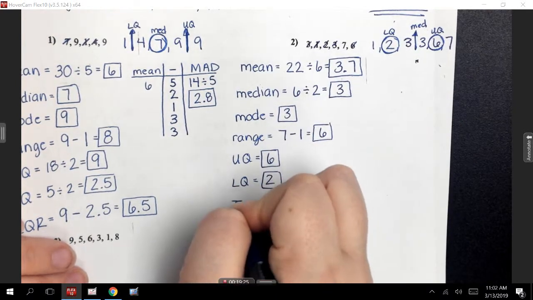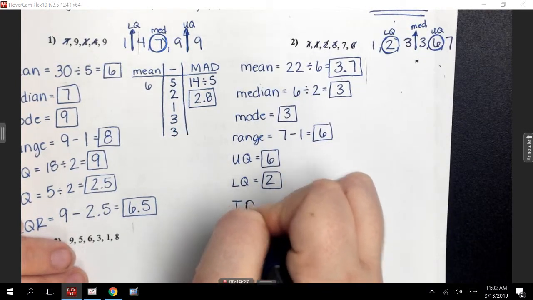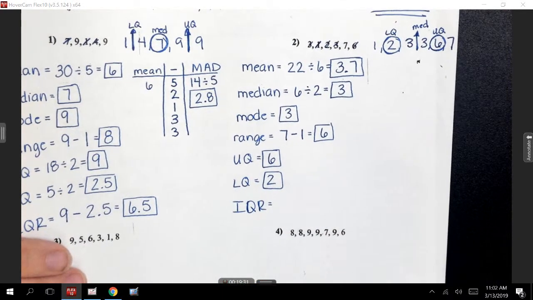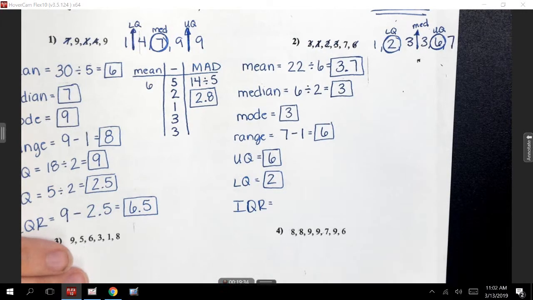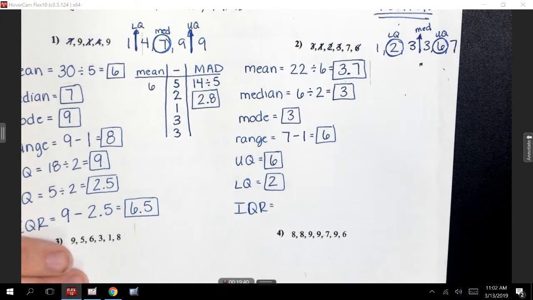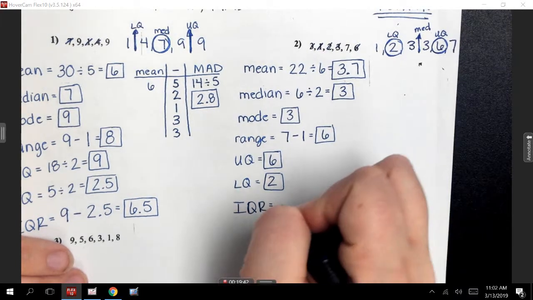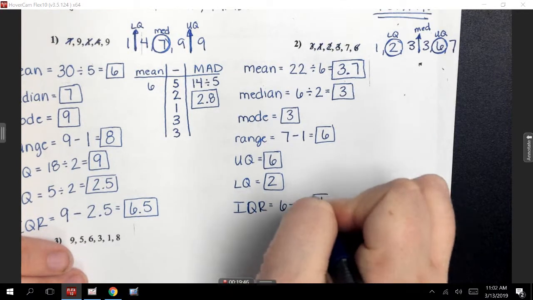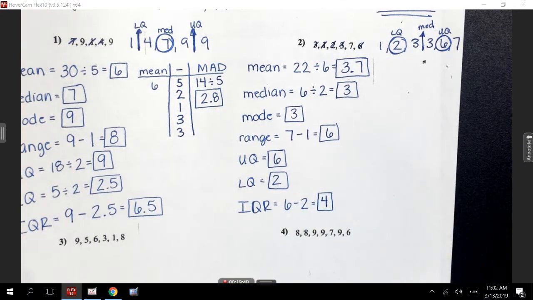Okay? IQR, Chris? What am I going to do for my IQR? Close. Think about R. That's like the range. Javon? Subtract 6 and 2. 6 minus 2, which is 4. Okay. So now I've got my IQR. Now I'm down to the last one. The MAD, it makes us mad because it's so much work.